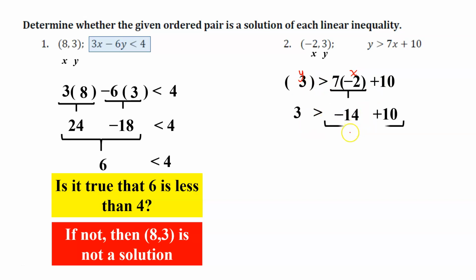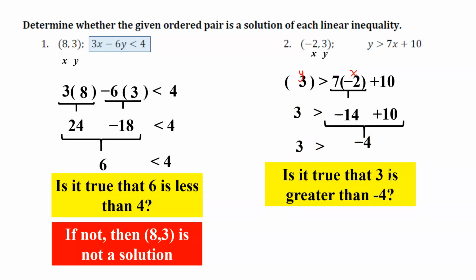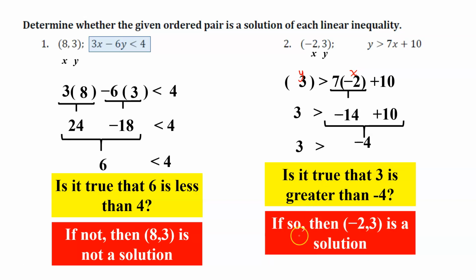What's -14 plus 10? -4. And that would be 3 greater than -4. Is it true that 3 is greater than -4? Yes, it is. And if so, -2, 3, that point that we had originally, is a solution.